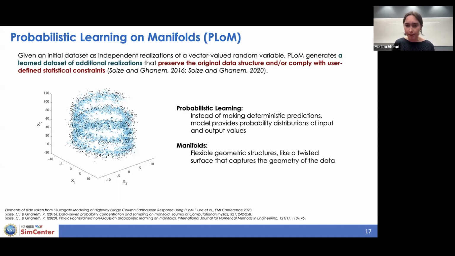Probabilistic learning in this title just implies that we're not making deterministic predictions. Instead, we're providing probability distributions of input and output variables. And manifolds just implies that these are geometric flexible structures that can capture the geometry of the data. I'll be referring to this model throughout the rest of this presentation as PLoM, which is the acronym shown here.